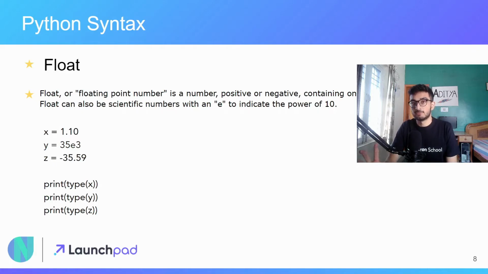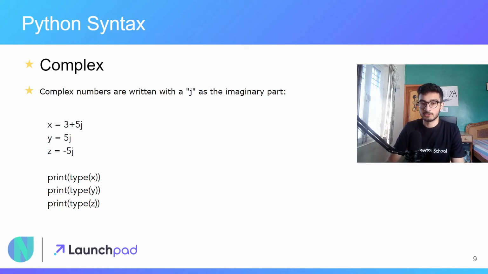Then there is the float data type. So float or floating point number is a number, positive or negative, containing one or more decimals. Float can also be scientific, as in you can use an e to indicate the power of 10. So in the examples, we have 1.10, we have 35e3, and then there is also minus 35.59. So all these examples are of type float.